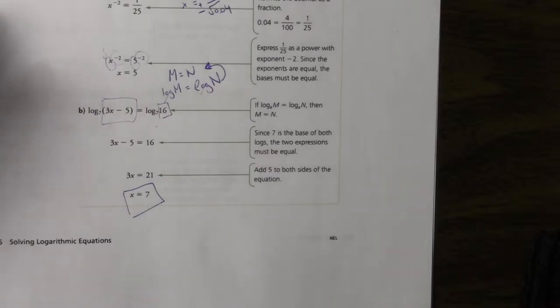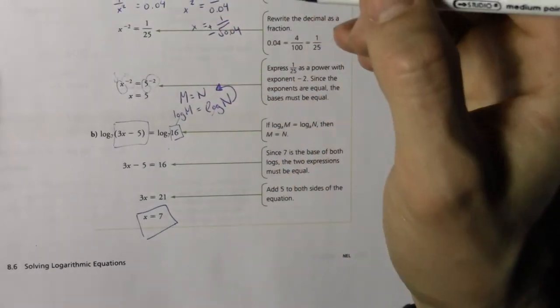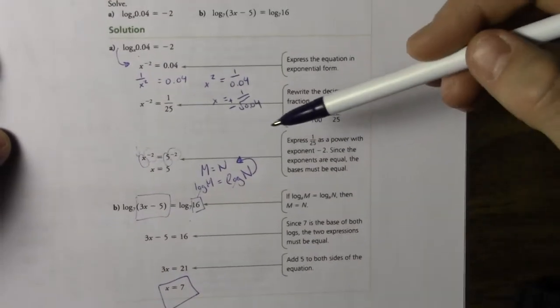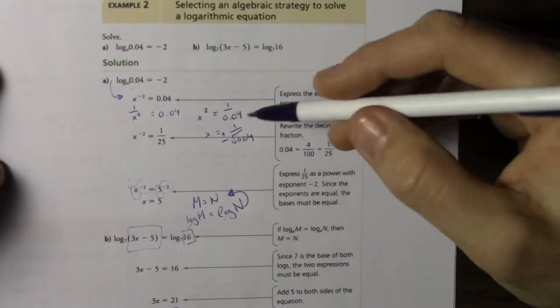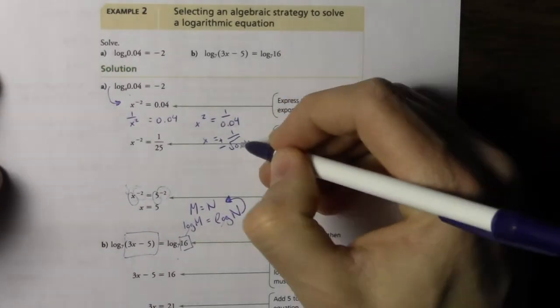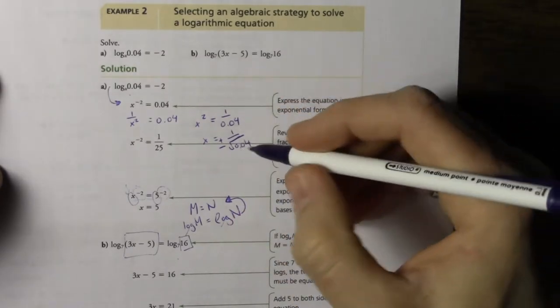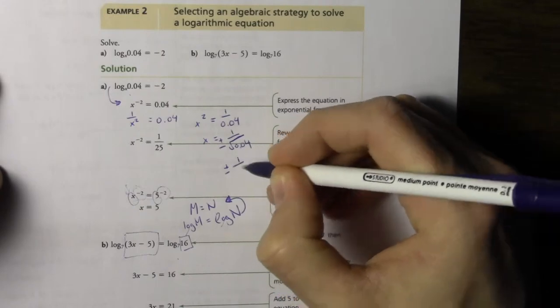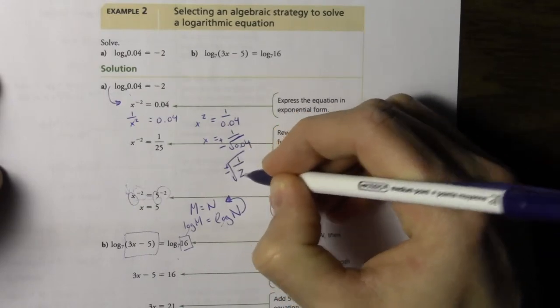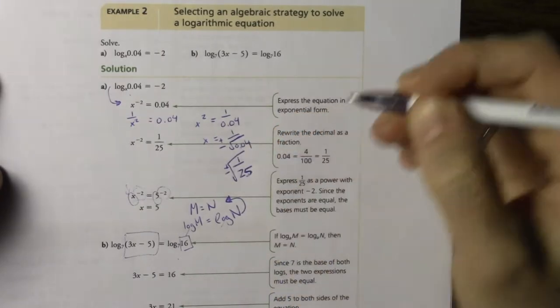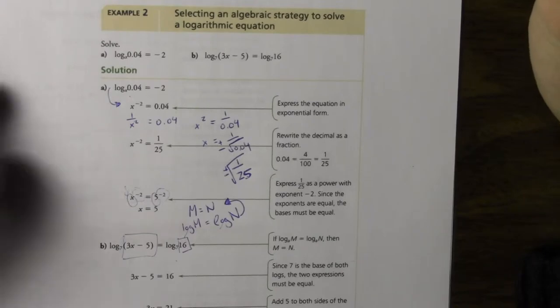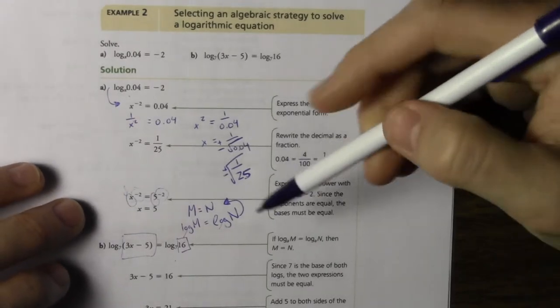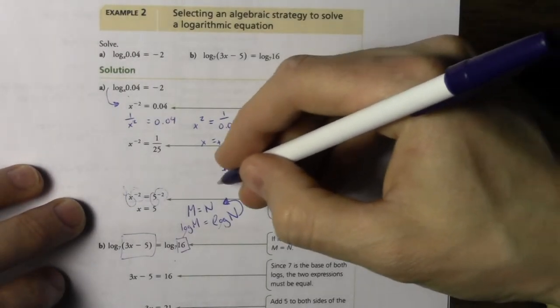Okay, then how about the one that you did? Okay, let's go back then. So what is the square root of 1 over 25? This is going to be 1 over 5.